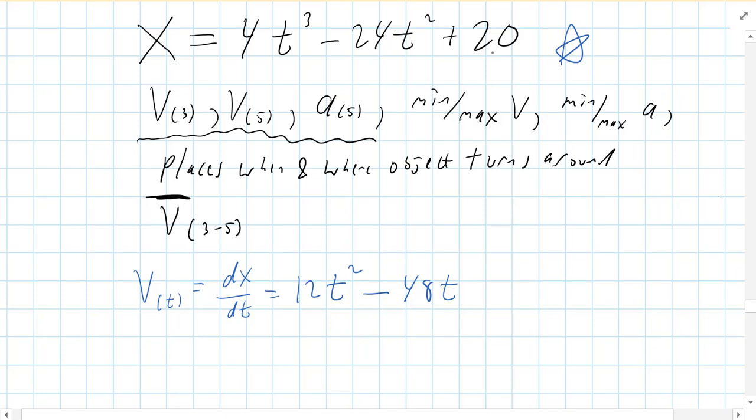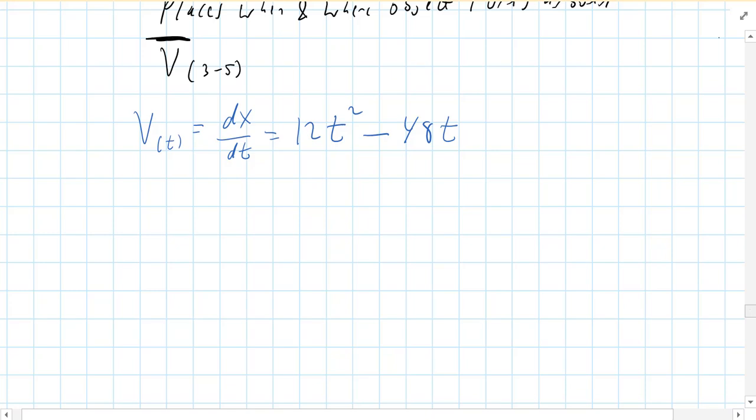And then the derivative of a constant, aka the slope of a constant, is 0. So technically you should have a plus 0 here, but I'm not going to bother writing that down. Okay. Now, from your velocity equation, how do you find acceleration? Well, acceleration as a function of time is dv dt. So I'm going to do the derivative again.